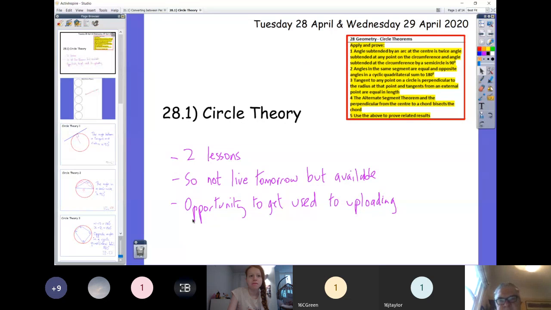It's a Corbett Maths worksheet. You'll see that I've given you both the worksheet and the answers. They're available either on Show My Homework, or I've also attached them on Teams. So you might have seen as you were logging on that they're there as attachments. There's a couple of attachments for you there.